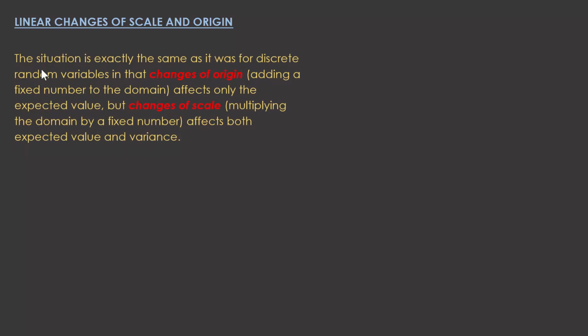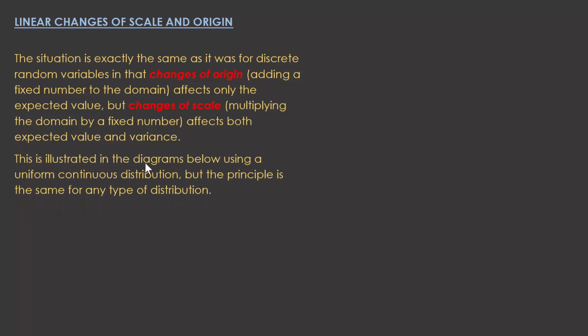Linear changes of scale and origin. The situation is exactly the same as it was for discrete random variables, in that changes of origin, adding a fixed number to the domain, affects only the expected value, but changes of scale, multiplying the domain by a fixed number, affects both expected values and the variance. This is illustrated in the diagrams below using a uniform continuous distribution, but the principle is the same for any type of distribution.